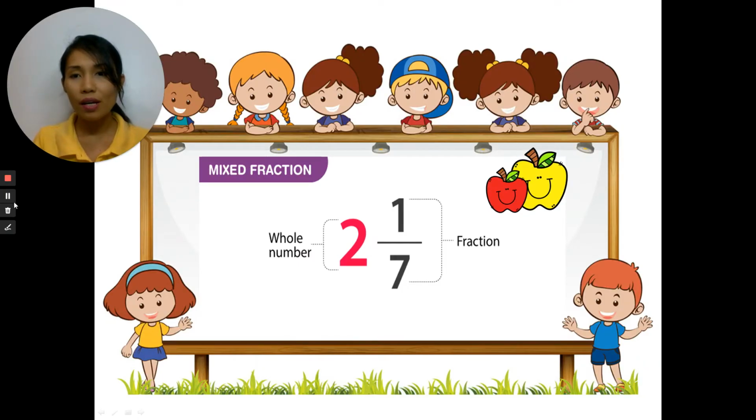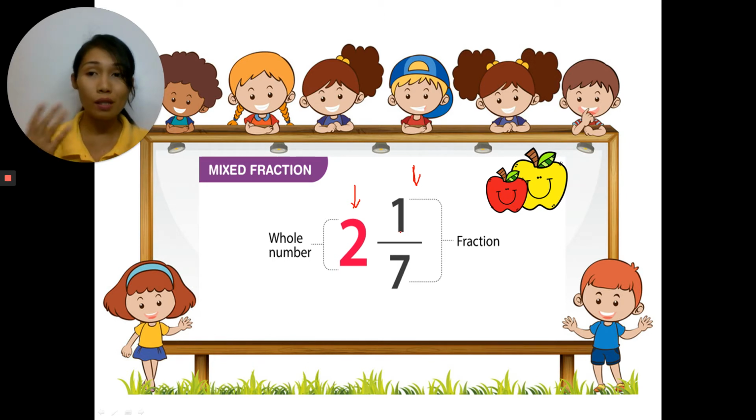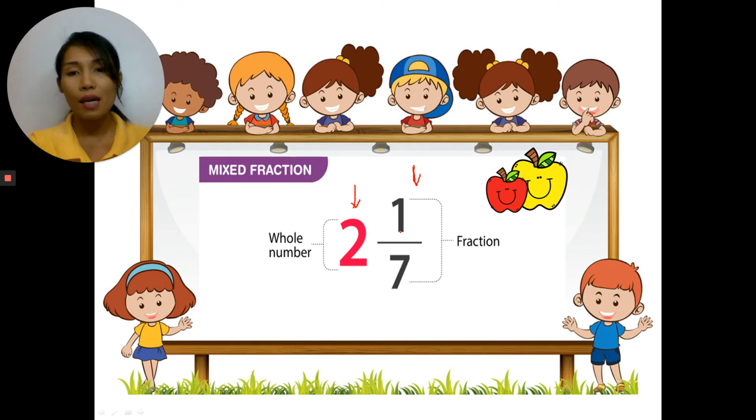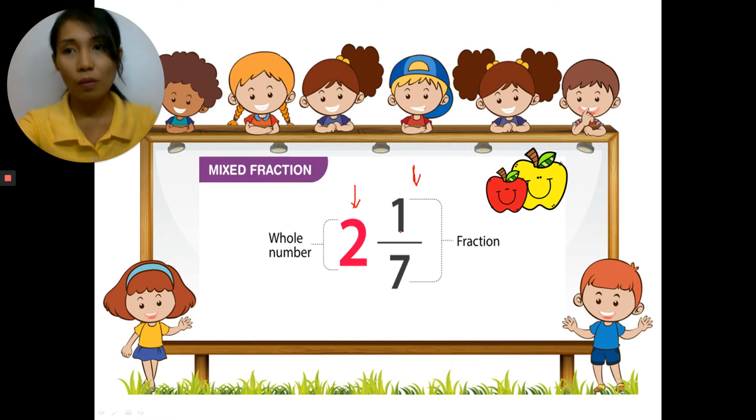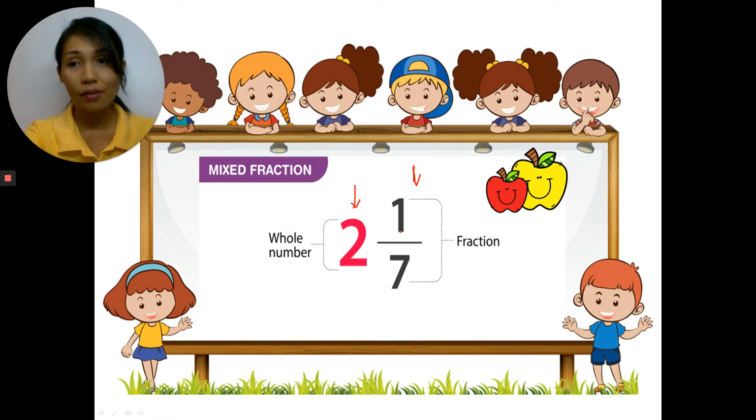So here is another example, a mixed fraction, or a mixed number. Again, it's called mixed because there is a whole number and a fraction. The whole number here is 2 and the fraction here is 1/7. Again, we will know if the number is a fraction if there is a numerator and a denominator. So here, the number 2 doesn't have a numerator and doesn't have a denominator, so it's a whole number. So it's a mixed number.